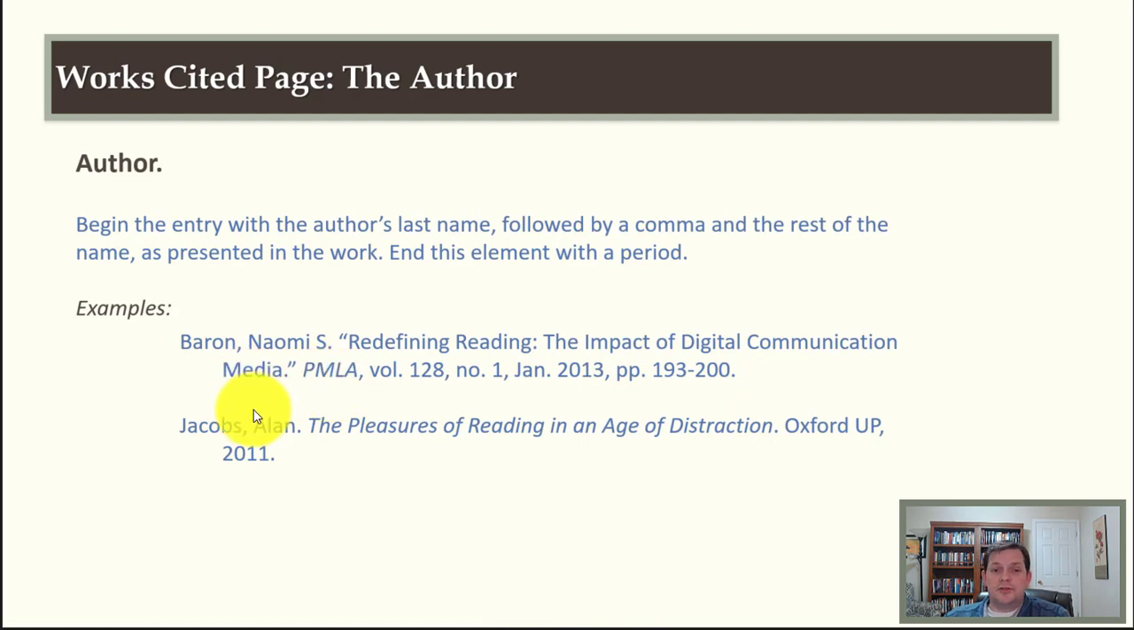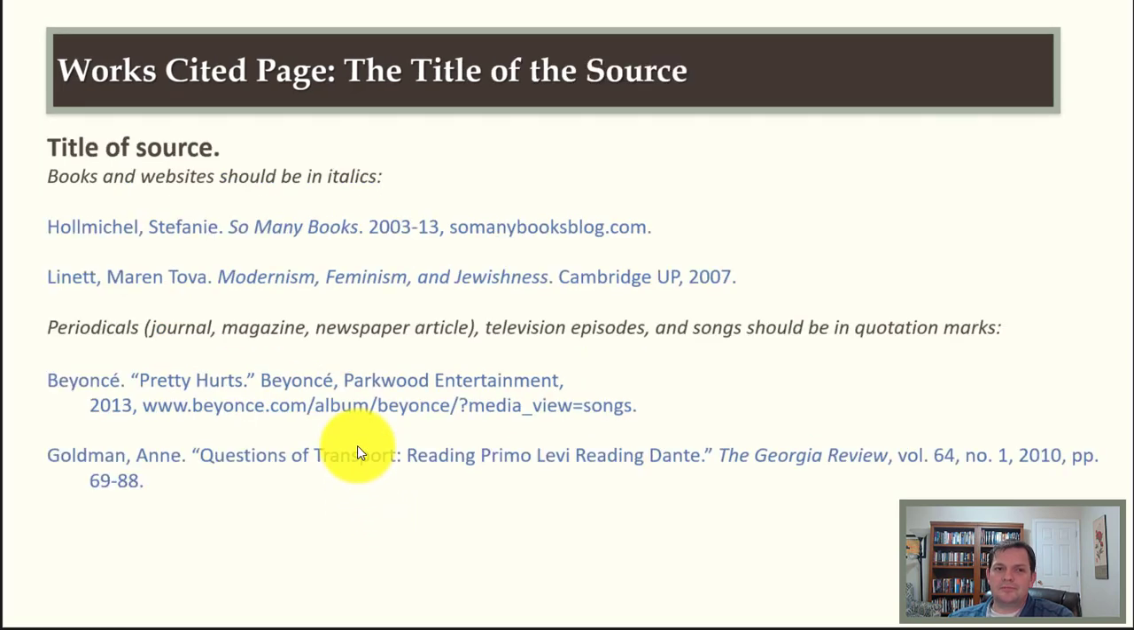Notice the next example. This is by Alan Jacobs, but Jacobs is a last name with a comma, Alan, period. The Pleasures of Reading in an Age of Distraction. It's a great book, period. And you have Oxford University Press, comma, 2001. So this is the easiest kind of citation where you're just citing a normal book, and if everything you cite are books, your works cited page will be much, much easier to put together.